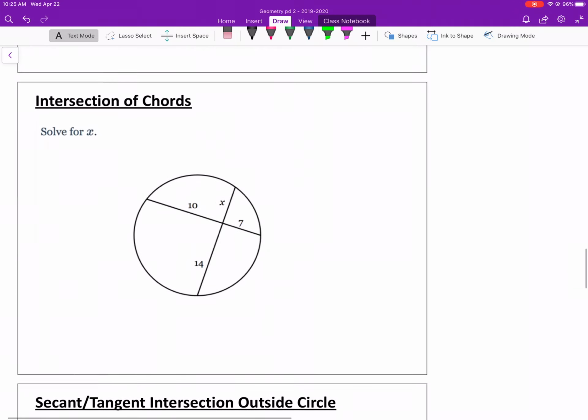Alright, now we're on to the intersection of chords section of Delta Math. This was similar to your do now, I believe, yesterday. We're dealing with segments now, pieces. Now we're not dealing with angles. So two chords intersect. The green one here and the blue one here. Take the two pieces of the green one, 10 and 7, set it equal to the two pieces multiplied by each other of the blue one.